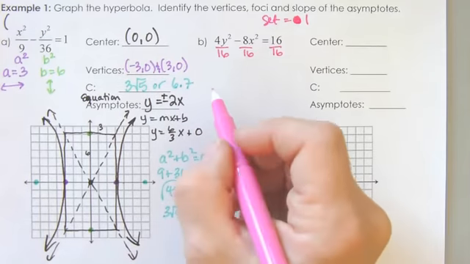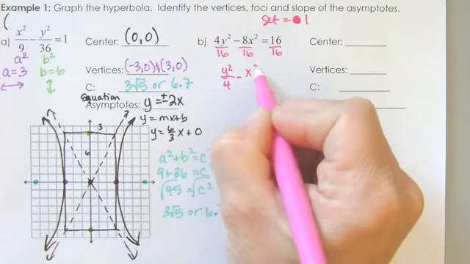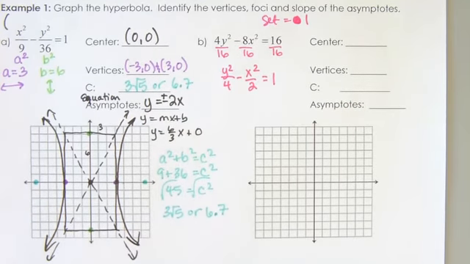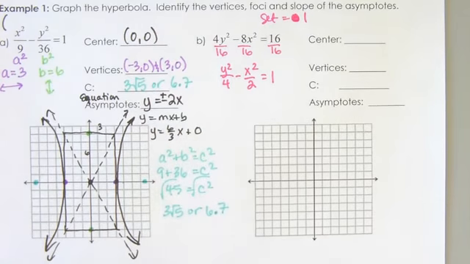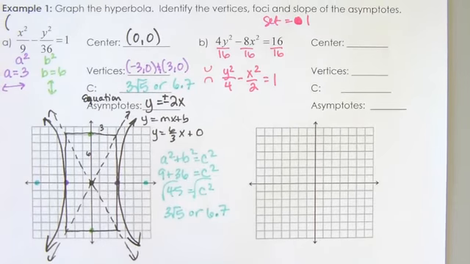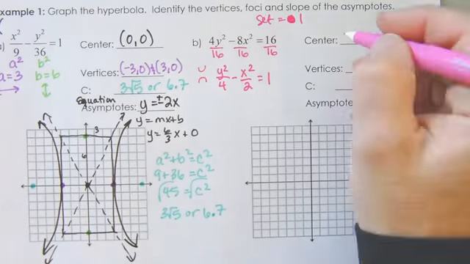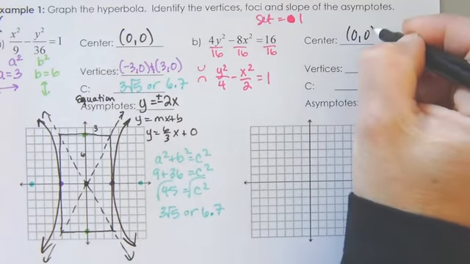So this is going to simplify to y squared over 4 minus x squared over 2. Now I'm in my standard conic form. All right, since y is first, that's telling me that this is going to open up and down because y goes up and down. My center again is at 0, 0. So I've got a center at 0, 0 because nothing was added to the x and the y.